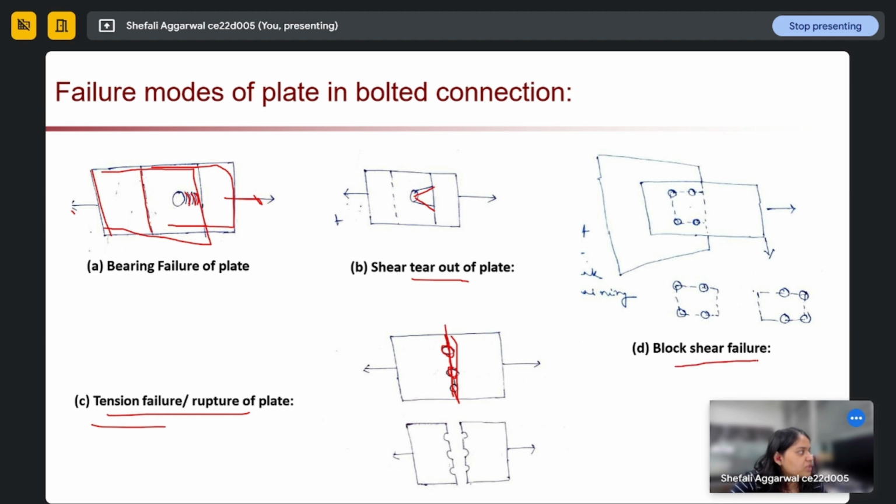Last is the block shear failure. Block shear failure means when two plates are connected, when all the joint lines, not only in one direction, in complete direction, are completely detached from the below plate, that will be called block shear failure. Means this complete part will be detached from the previous plate, that will be a block shear failure. Okay.